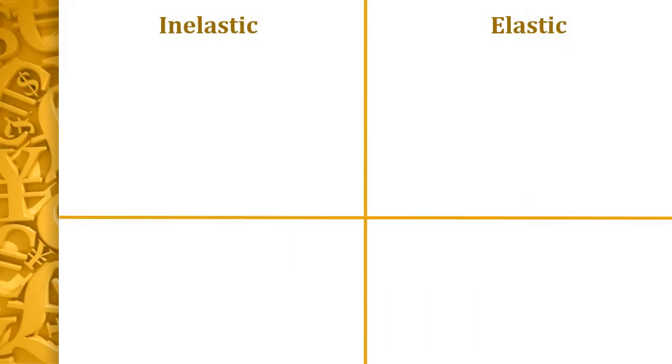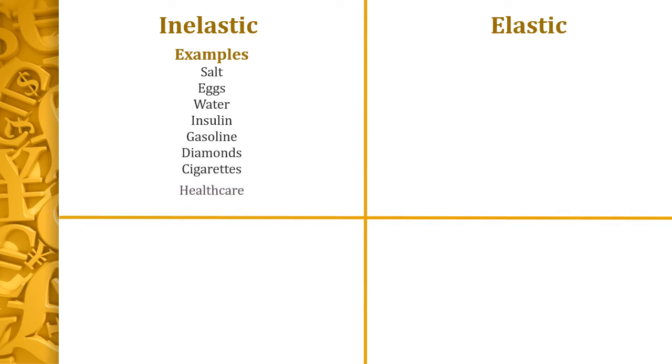So let's just do a quick review of where we're at with elastic and inelastic items. I think examples can really help also. I've talked a lot about salt, but as you look at these items that are coming up, notice that a lot of these may not be things you think about, like insulin or certain prescriptions. People who are diabetics, they don't have really much of a choice. They're going to have to use insulin.